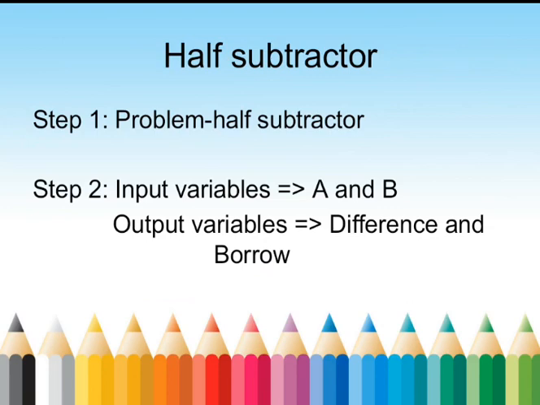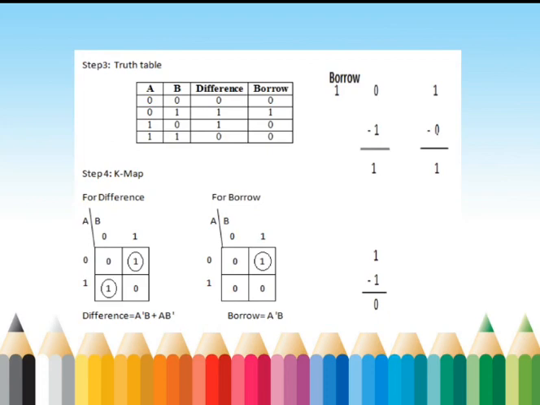What is a half subtractor? A half subtractor is a combinational digital circuit which performs the subtraction of two input binary digits called minuend and subtrahend, and it produces two different outputs as difference and borrow. For example, if we make subtraction between 1 and 0, 1 is the minuend, 0 is the subtrahend.